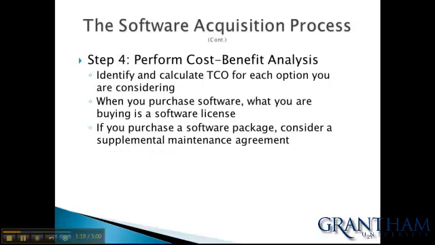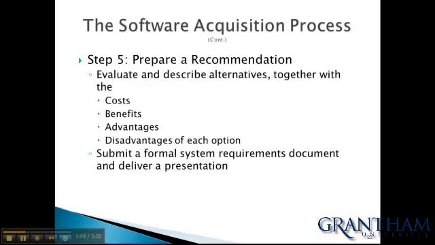Step 4 is to perform a cost-benefit analysis. Identify and calculate the TCO, or total cost of ownership, for each option you are considering. When you purchase software, what you are buying is a software license. If you purchase a software package, consider a supplemental maintenance agreement. Step 5 is to prepare a recommendation. Evaluate and describe alternatives together with the costs, benefits, advantages, and disadvantages of each option. Submit a formal system requirements document and deliver a presentation.